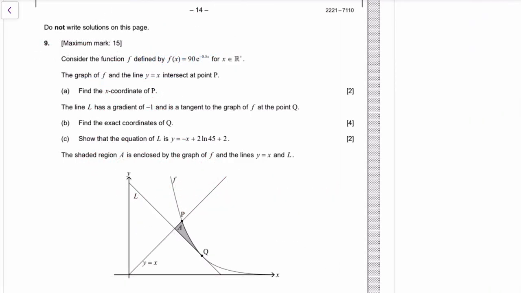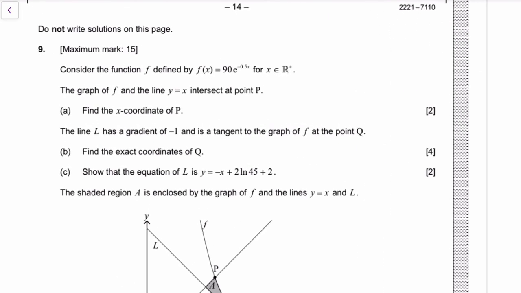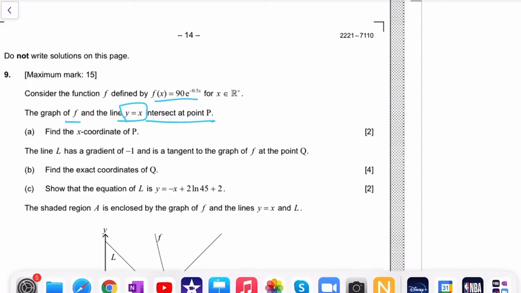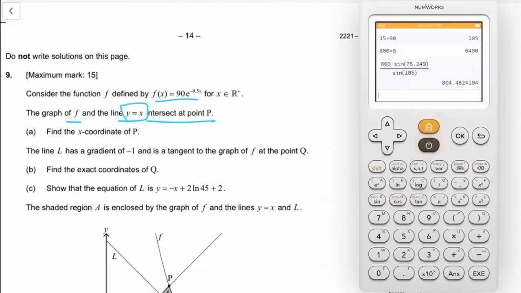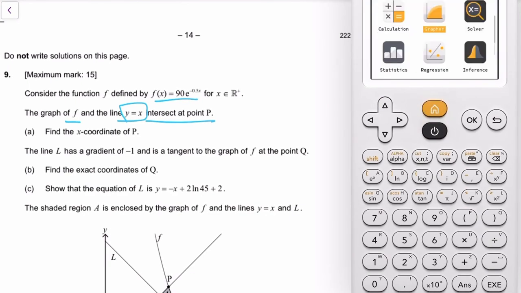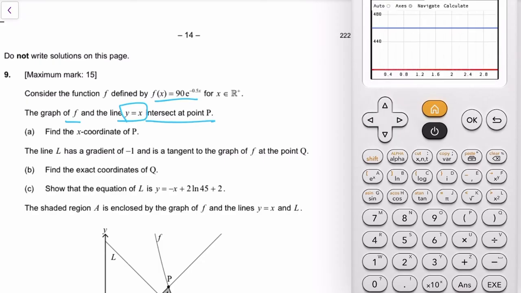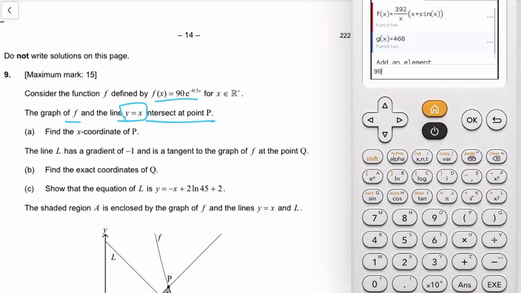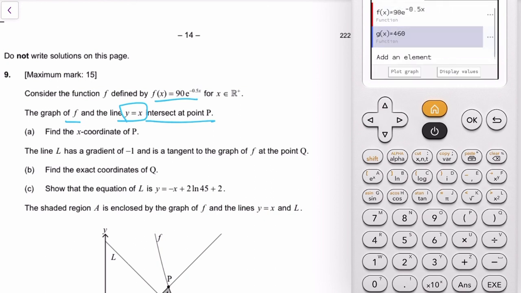Question 9. We have some function, and they want to know the intersection of that with another line. Well, that's the specialty of the GDC, I suppose. So it's 90 e to the negative 0.5x, and then a line which is just x.